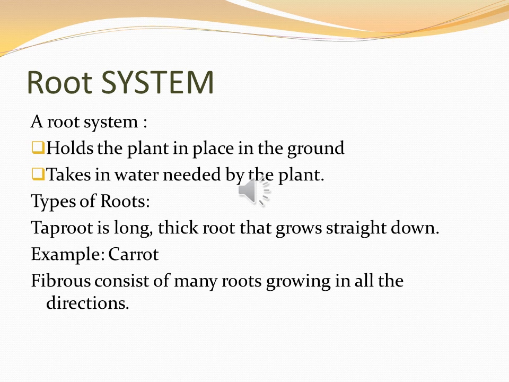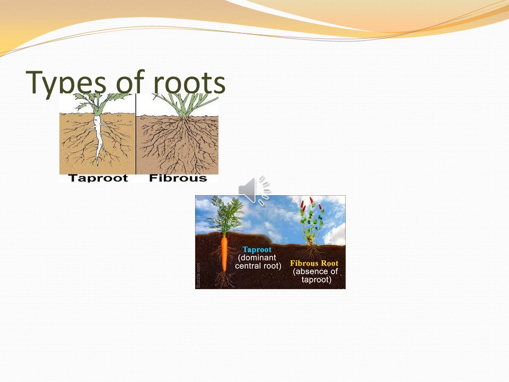Fibrous root grows in all directions and it makes a network underground in soil. These diagrams are showing you the difference between taproot and fibrous root. Taproot is a long, main and thick root that grows down, and fibrous root makes a network, you can observe in these two diagrams.